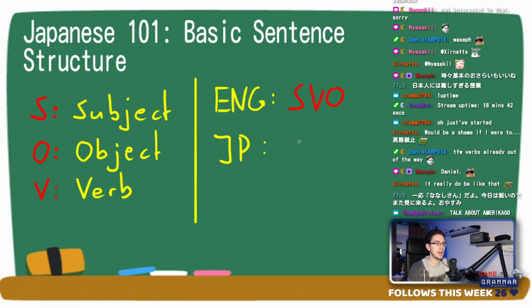So, what is the basic structure in Japanese? Type it in chat. I know most of you know it. And if you don't, you can always just try and make an example sentence and then analyze it and be like, okay, what would it be?